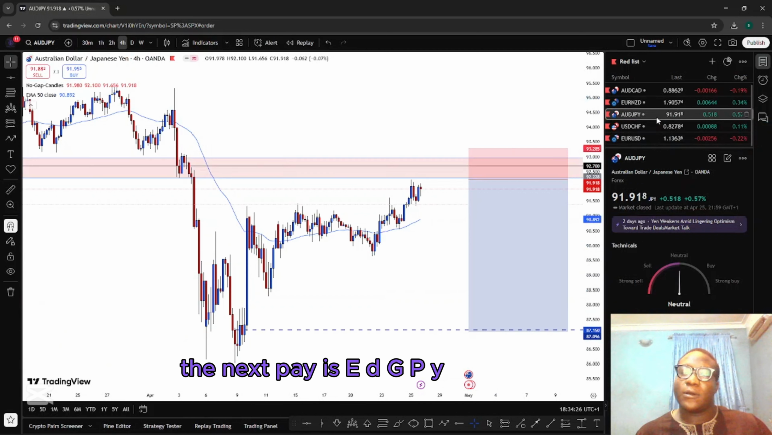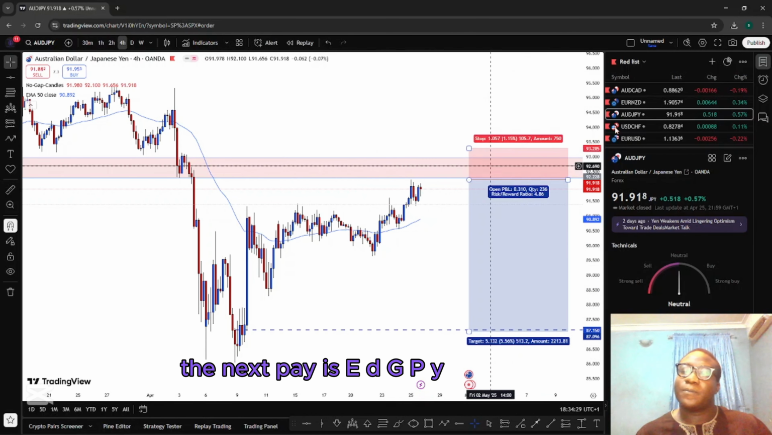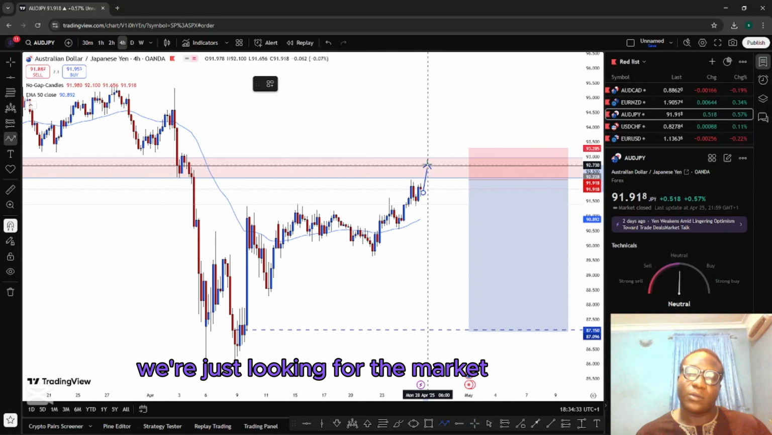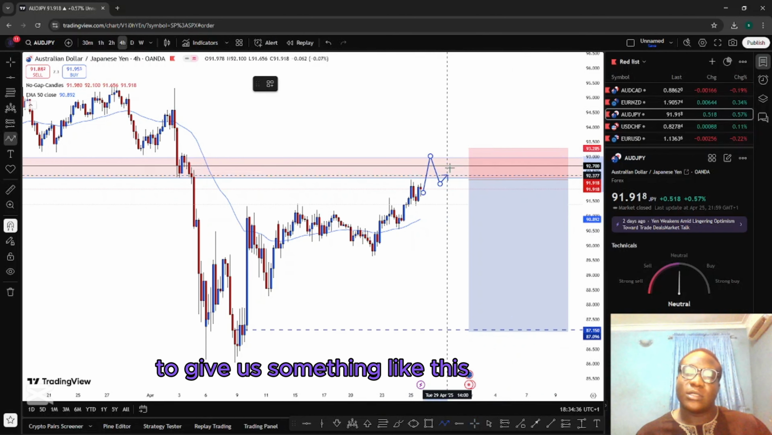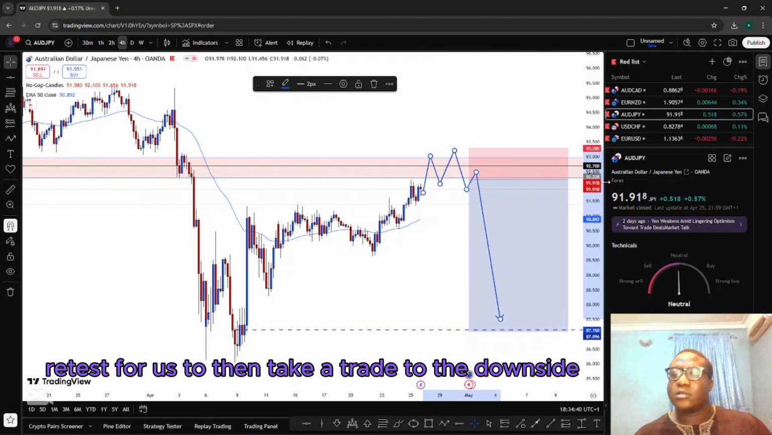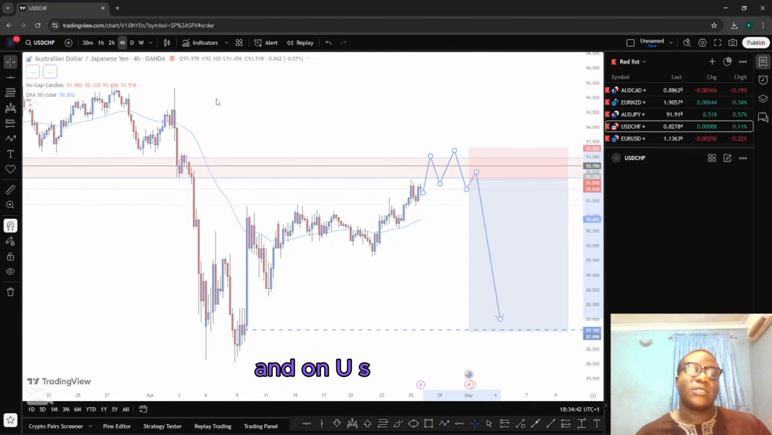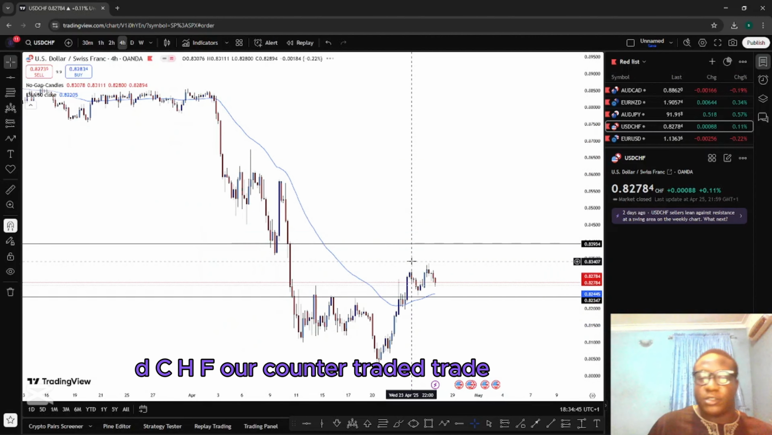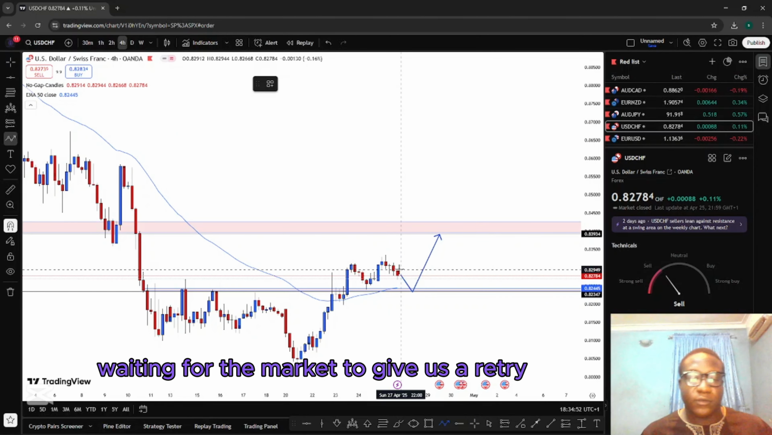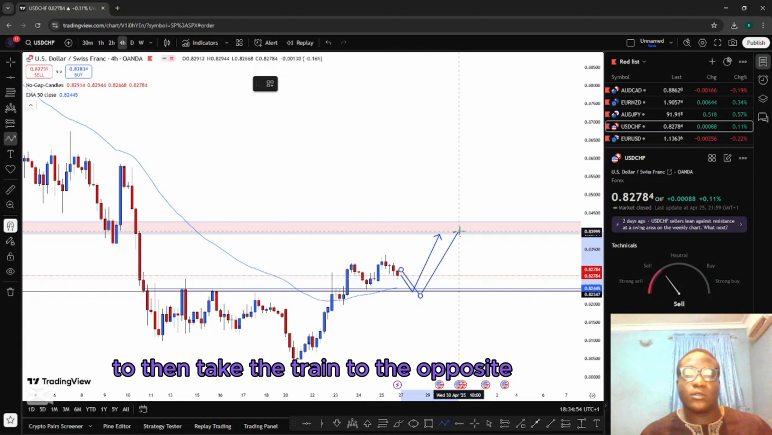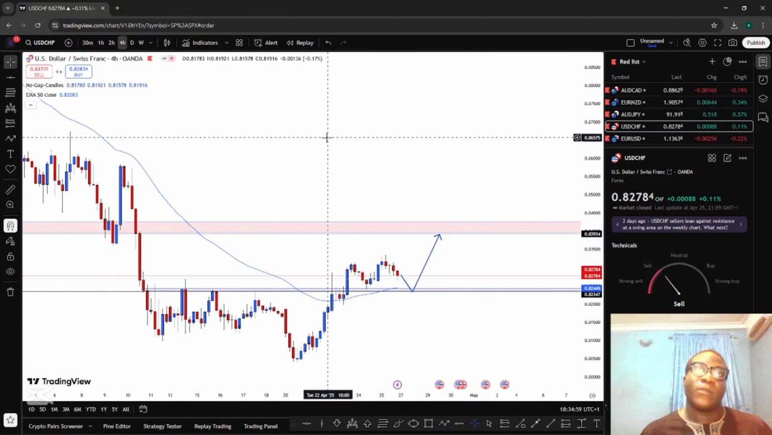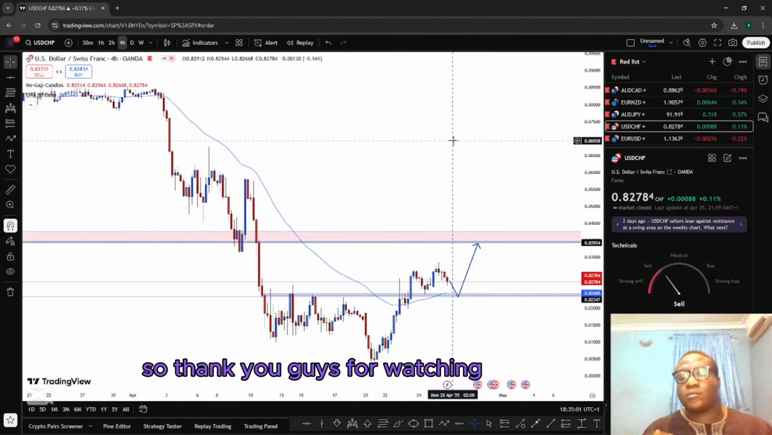The next pair is AUD/JPY. So basically AUD/JPY, we're just looking for the market to give us something like this shift of structure, retest, for us to then take the trade to the downside. And on USD, our counter trade, we're looking for the market to give us a retest to then take the trade to the upside.